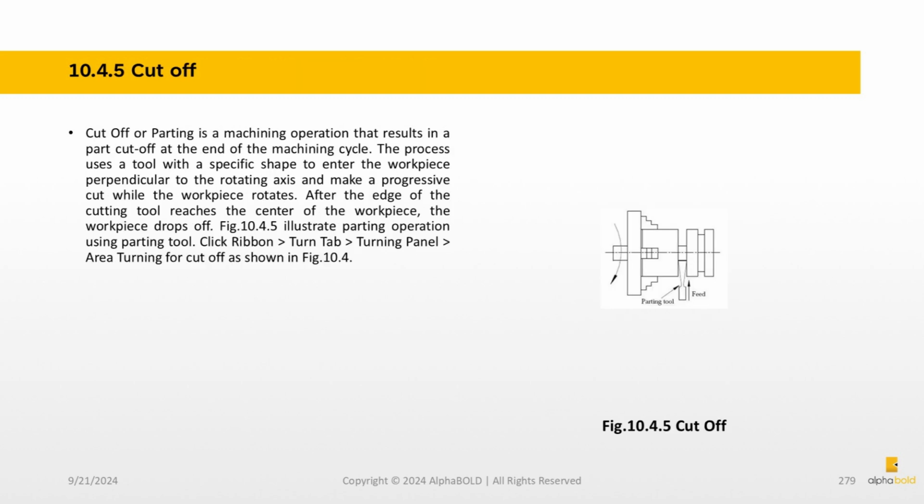Cutoff or parting is a machining operation that results in a part cut off at the end of the machining cycle. The process uses a tool with a specific shape to enter the workpiece perpendicular to the rotating axis and make a progressive cut while the workpiece rotates. After the edge of the cutting tool reaches the center, the workpiece drops off. The example illustrates parting operation using parting tool. Click ribbon, turn tab, turning panel, area turning for cutoff.